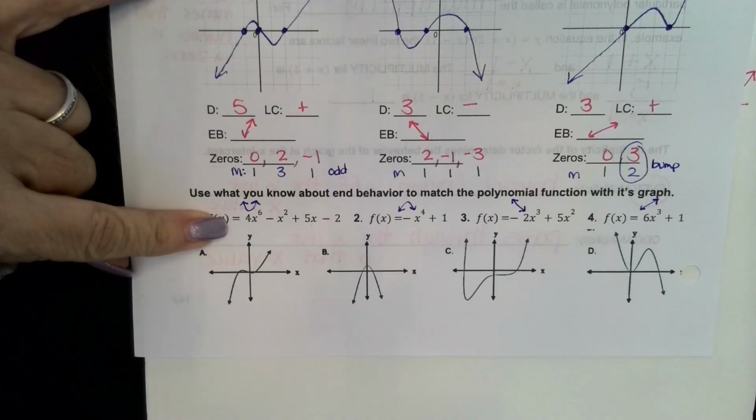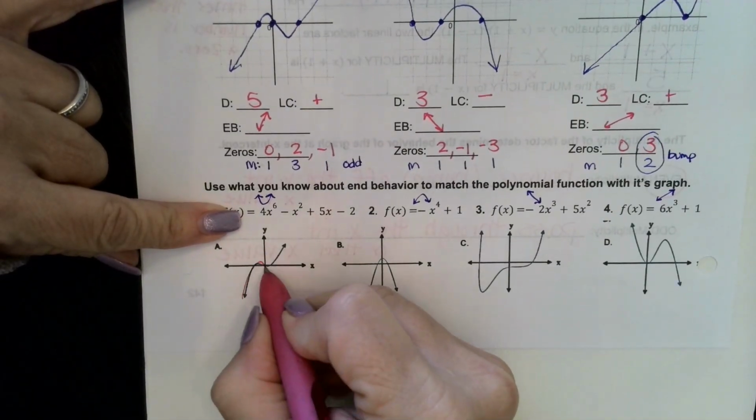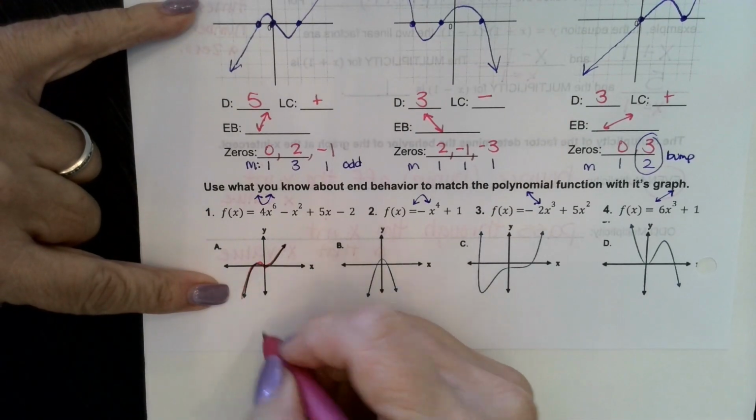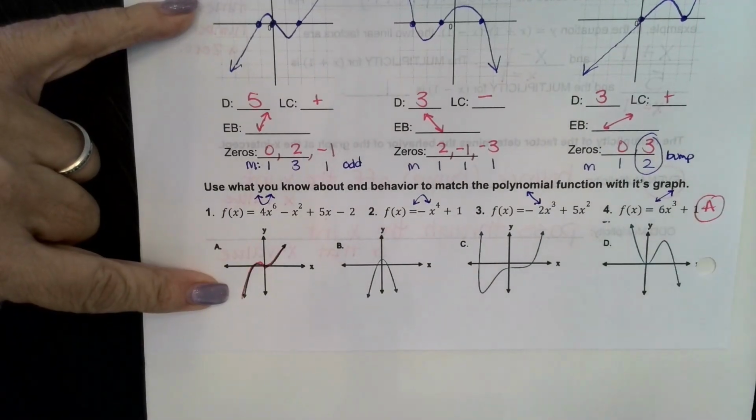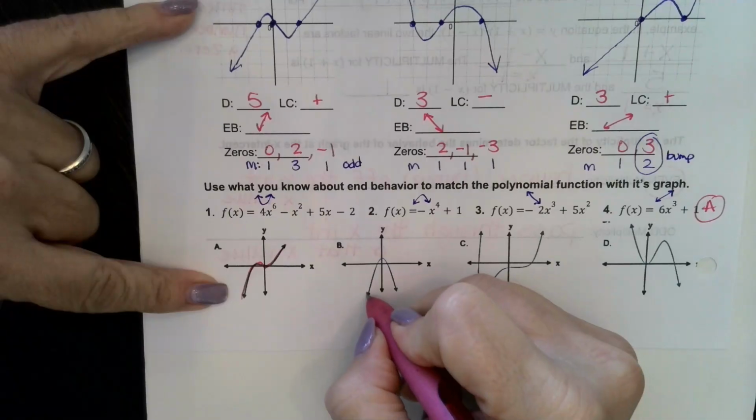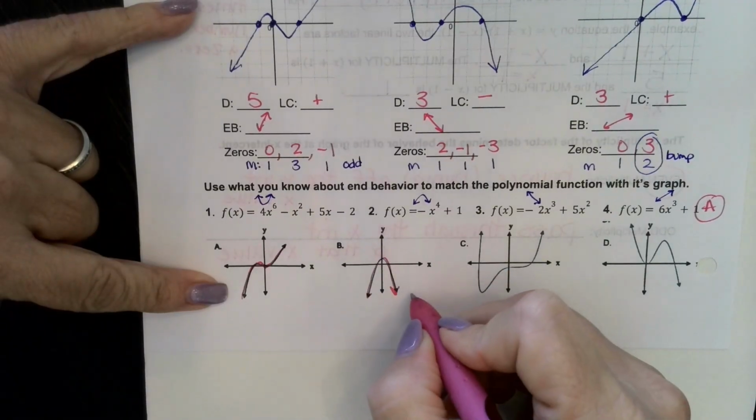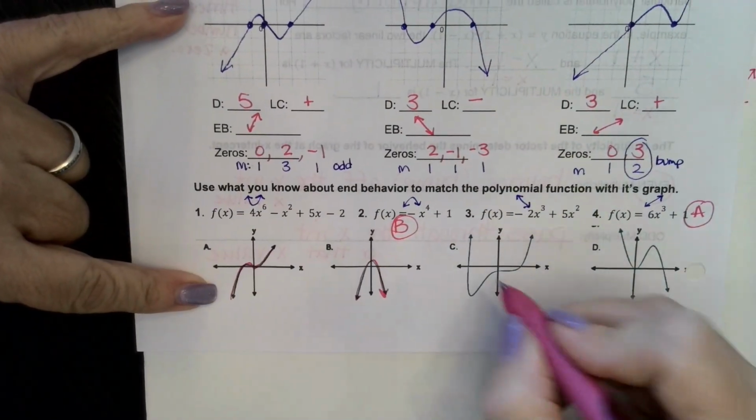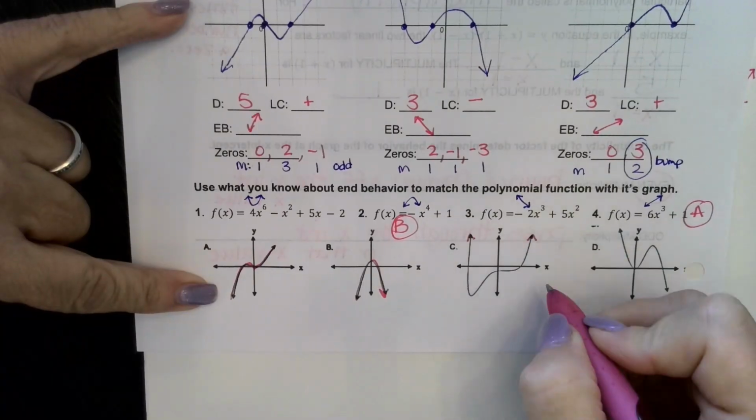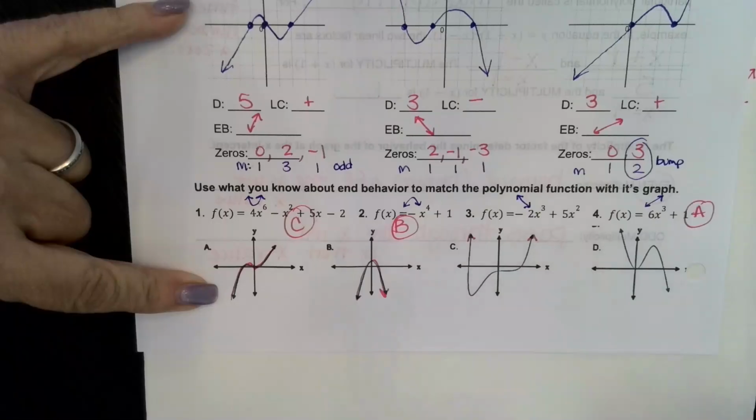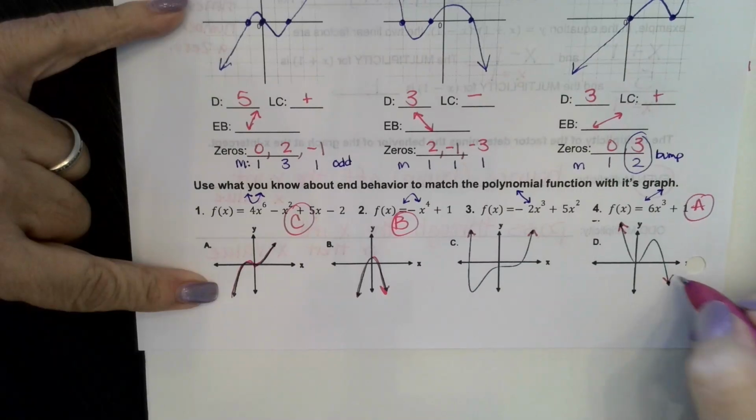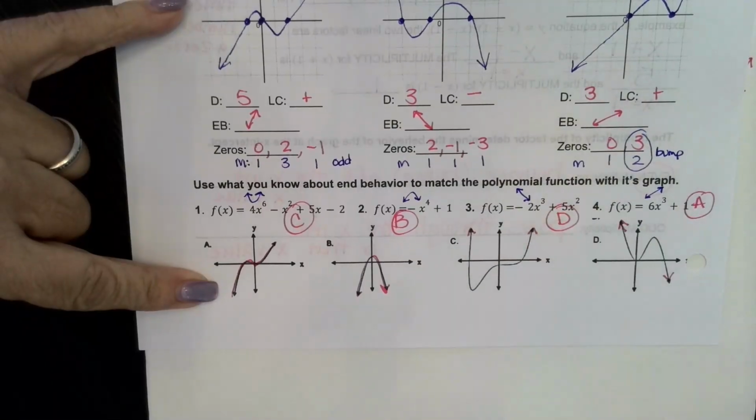Okay? So if we're matching graphs, this graph has a positive slope, and it's odd, down to up. So number 4 has to be A. This one is even, down, down. So this one has to be B. This one is up, up. So it has to be C. And then this last one is up, down. So negative slope, so this one has to be D right here.